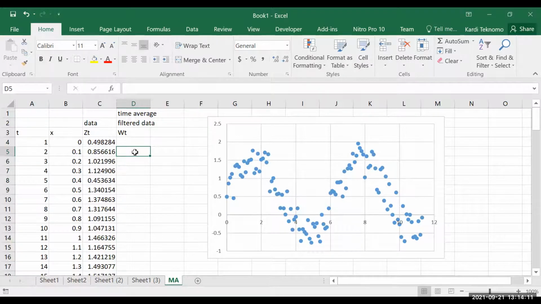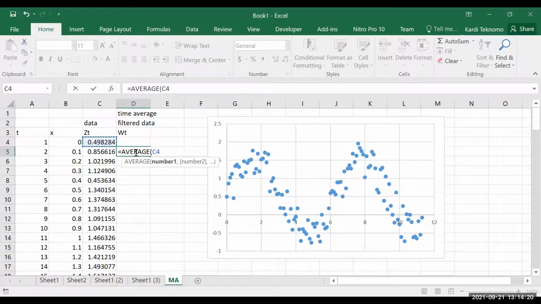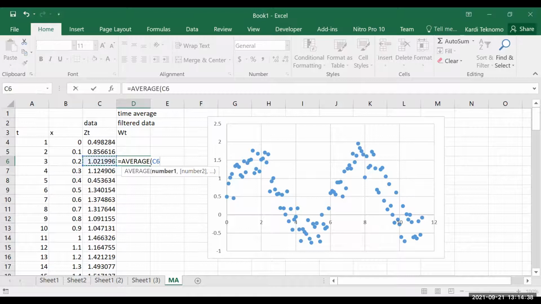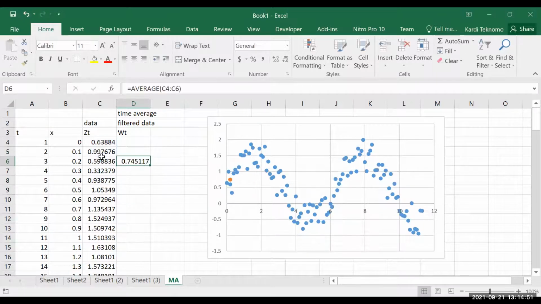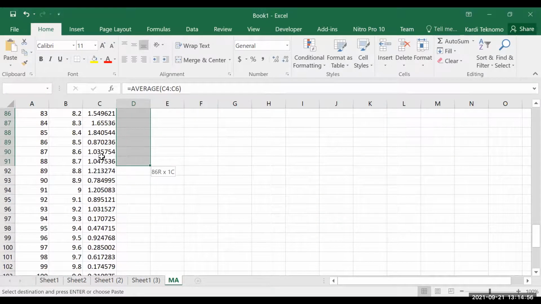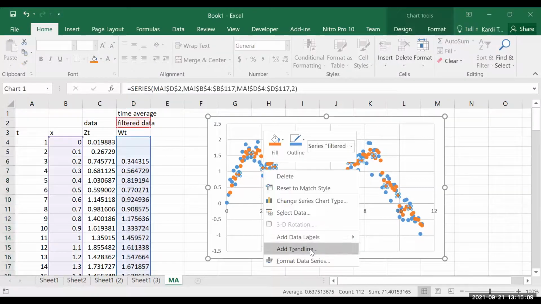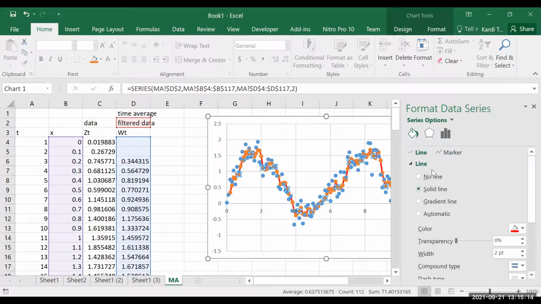How do you calculate the moving average? Very easy, okay? So just take the average. The average of the three. The moving average is the average of the three earlier. Okay. Close it. Okay. And then copy. There you get that. So again, moving average is also very nice. This is very close to the actual pattern. So I can change that to solid line without the marker.